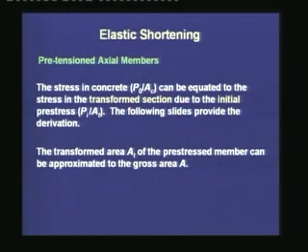Thus, to summarize, the stress in the concrete, which is P0 by AC, can be equated to the stress in the transformed section due to the initial prestress. Now, the following slides will provide this derivation. And also we have seen that the transformed area AT can be approximated to the gross area A for computational simplicity.